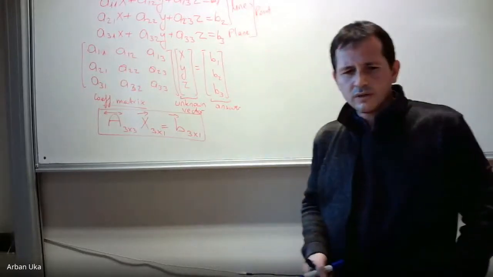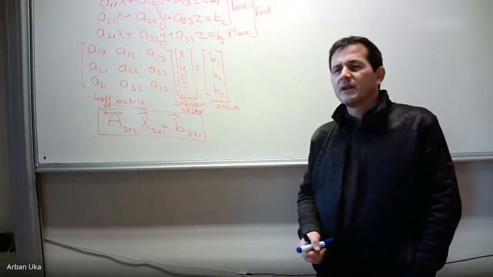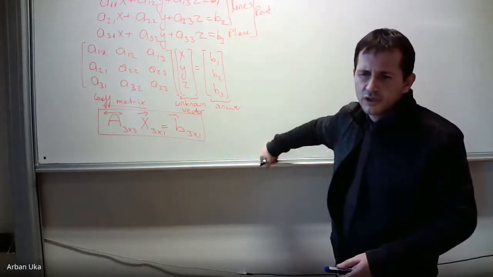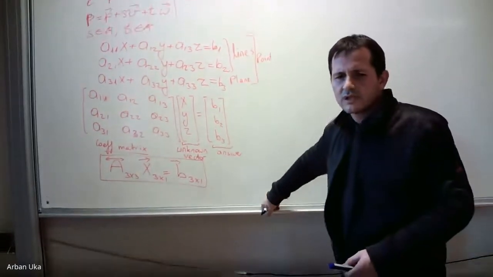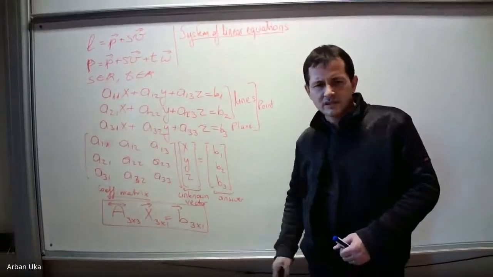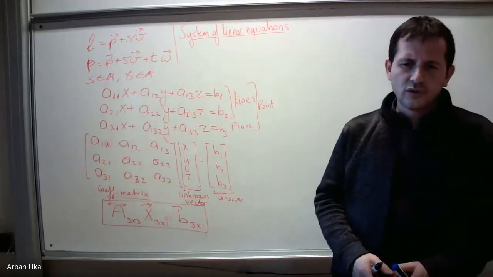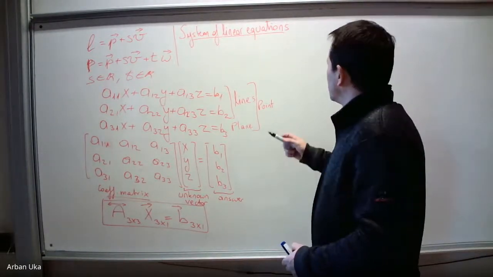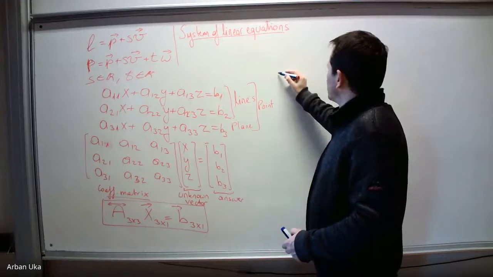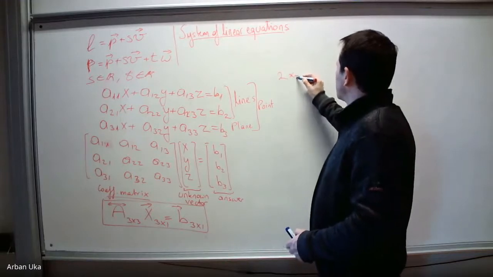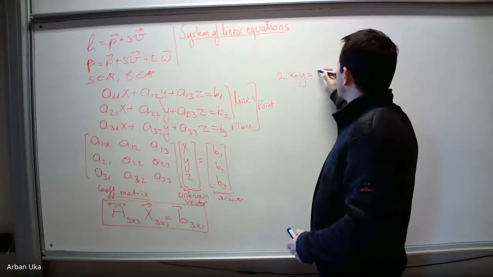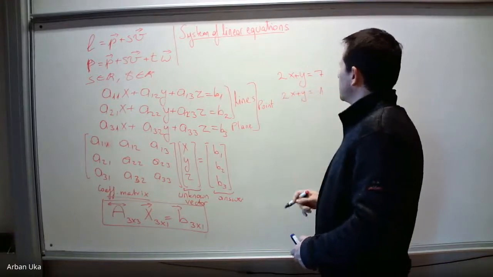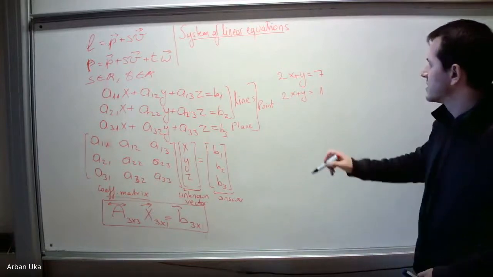Now, when we have these systems of equations, we try to identify the following question: what is the root, or whether the root even exists? Maybe there is an equation that has no solution. For example, we can have the following: 2x plus y is equal to 7, and we can also have 2x plus y is equal to 1. What is the solution of this system?